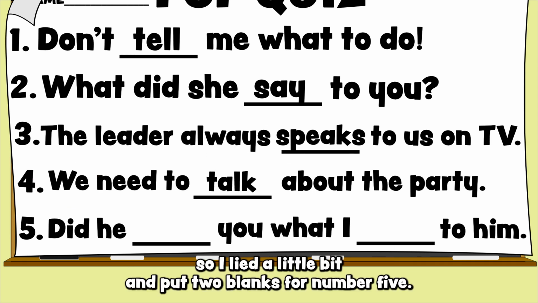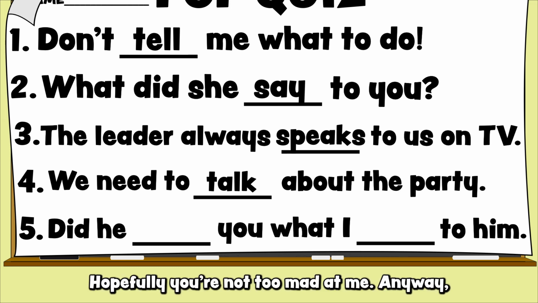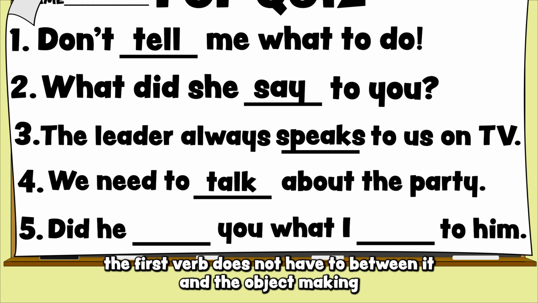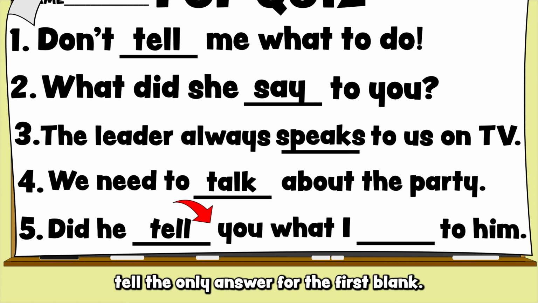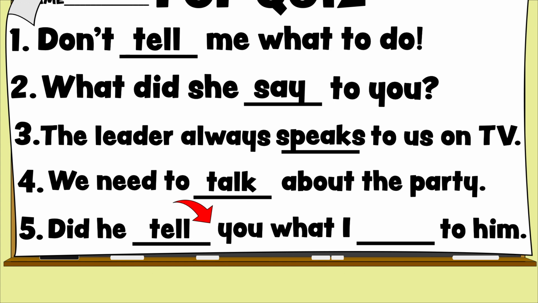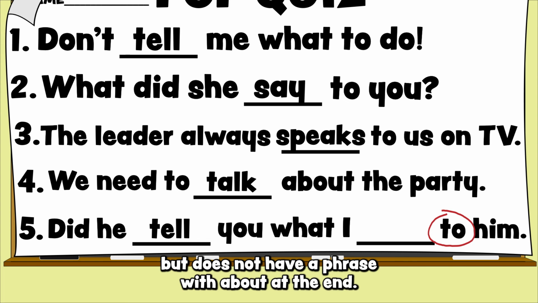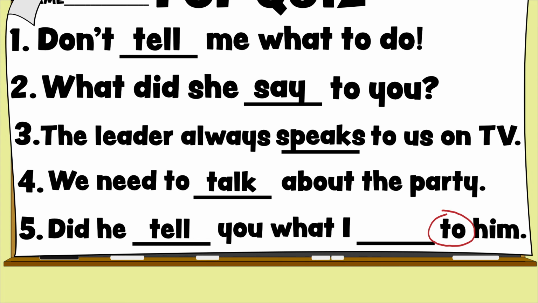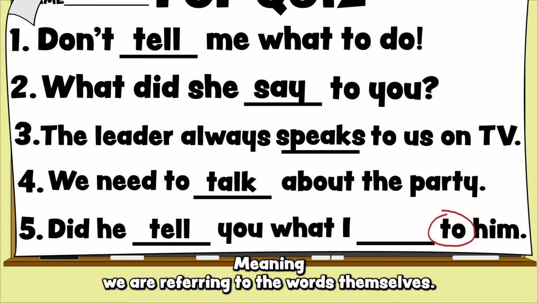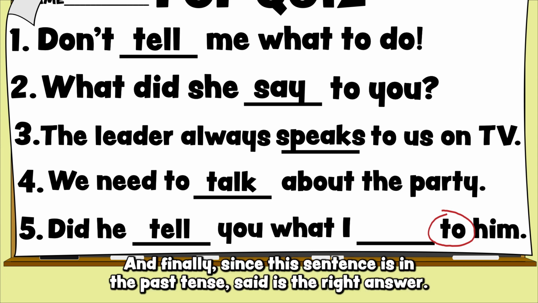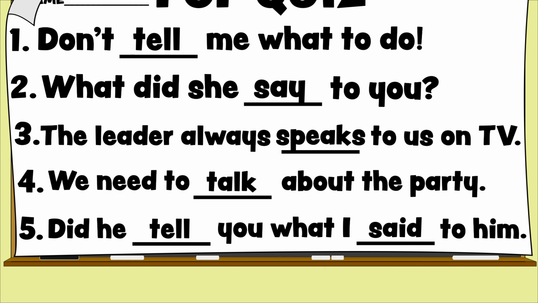Okay, so I lied a little bit and put 2 blanks for number 5. Hopefully you're not too mad at me. Anyway, the first verb does not have to between it and the object, making tell the only answer for the first blank. The second blank has to before the listener but does not have a phrase with about at the end, meaning we are referring to the words themselves. And finally, since this sentence is in the past tense, said is the right answer.